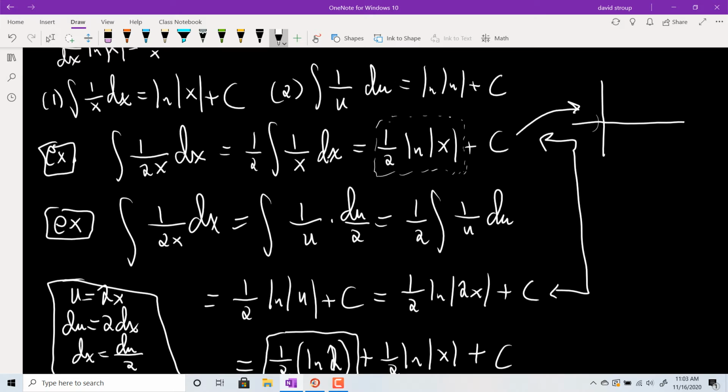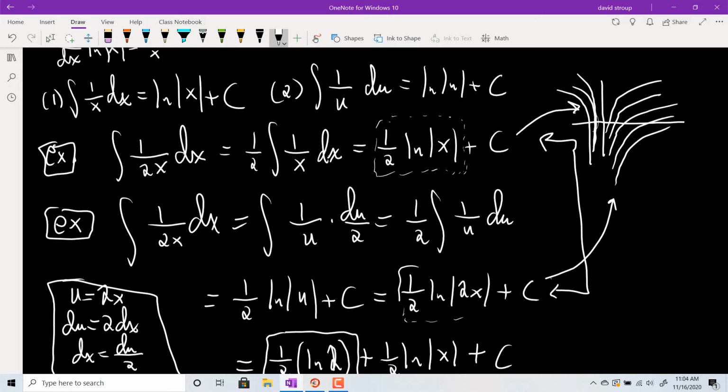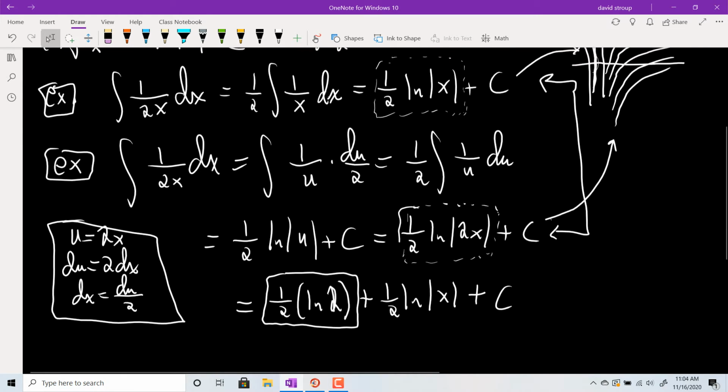So, 1/2 ln, maybe it looks something like this, but it's a family of curves. So it's all of these characters going up. And because of the absolute value, you can also draw the other side in like this. Okay. But that's just the exact same thing as this. It's just that this initial position locator function isn't the same as the other one. Okay. It's just shifted up.